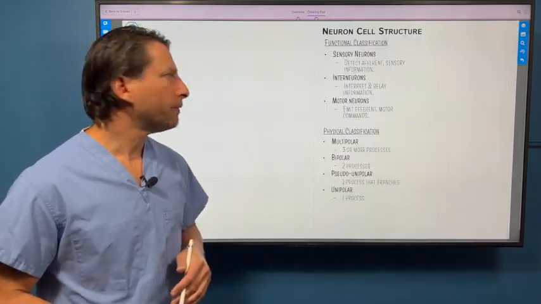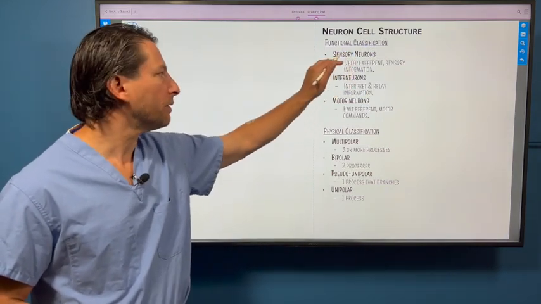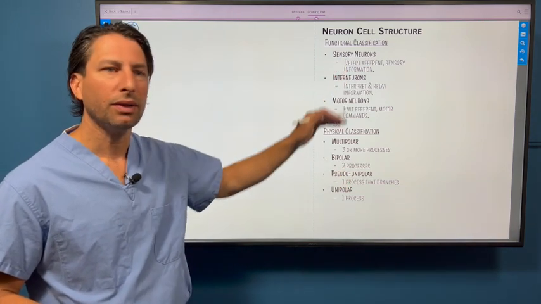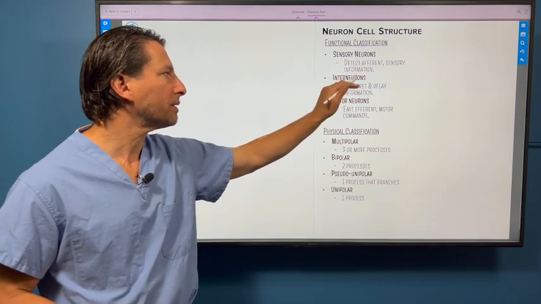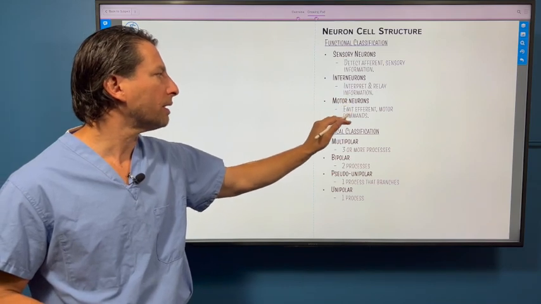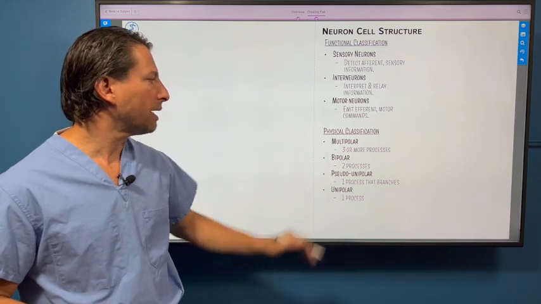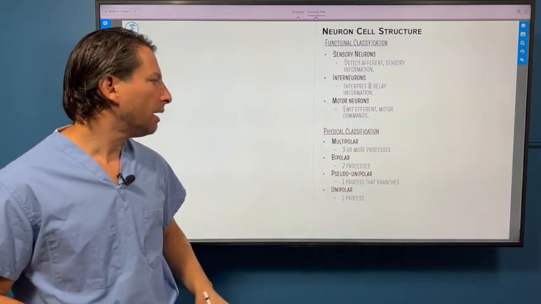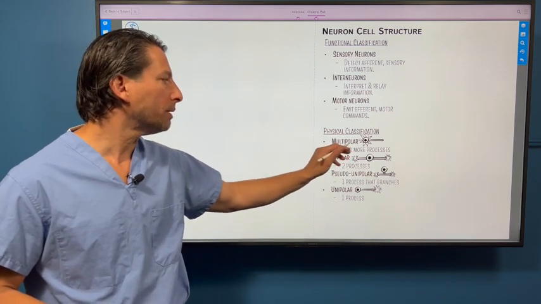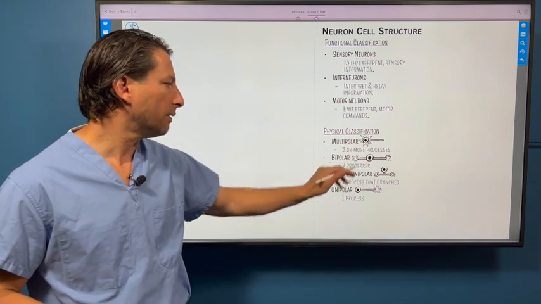Neuron cell structure. So two classification systems that we'll introduce, a functional and then a physical. From a functional classification standpoint, sensory neurons accept afferent sensory information, interneurons relay information, and then motor neurons emit efferent motor commands. From a physical classification, we're talking about different poles here. So a neuron most commonly will be multipolar. It has 3 or more processes on the cell body itself.